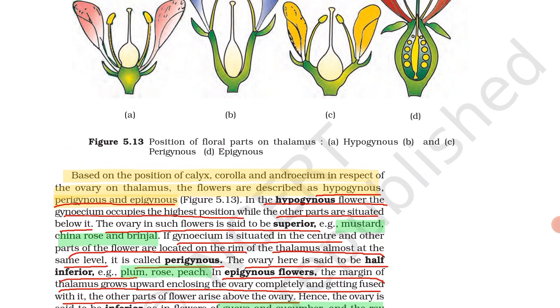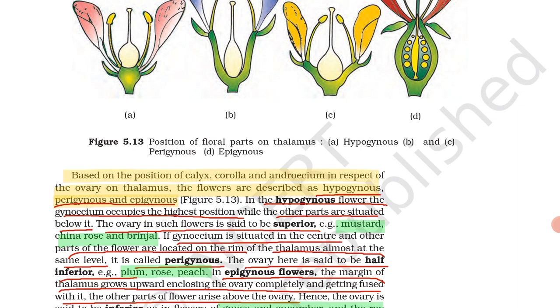So see what happens in perigynous flowers. The gynoecium is situated in the center, not above and not below. It is situated in the middle at the same level, and the other parts of the flower are located on the rim of the thalamus almost at the same level. It is called perigynous, and the ovary is said to be half inferior. The examples of such perigynous flowers are plum, peach and rose. See the 5.13 B and C diagram, and you will come to know about this perigynous flower.